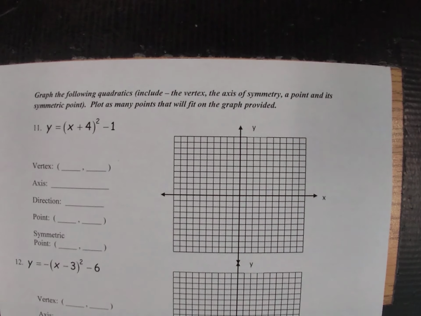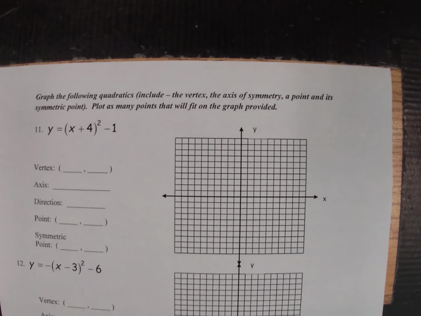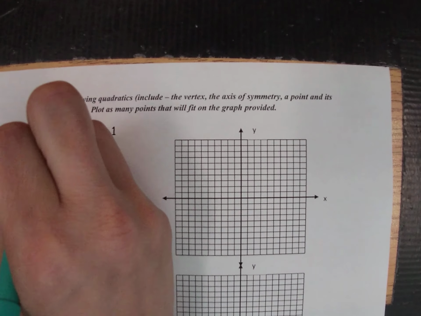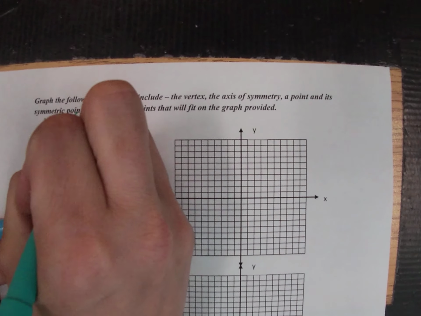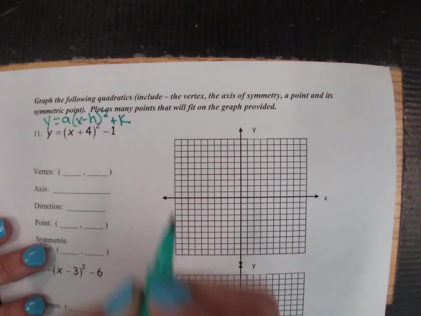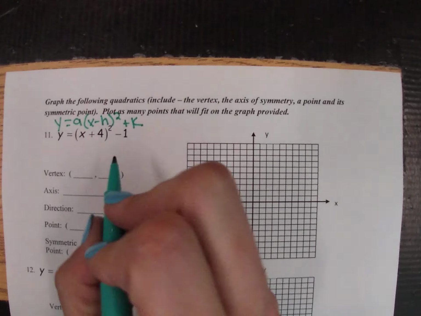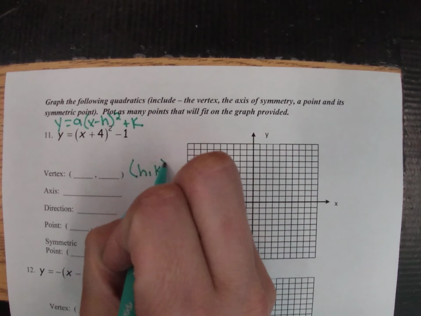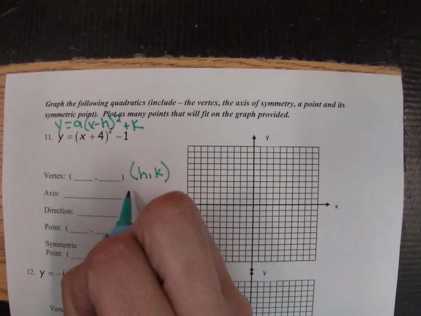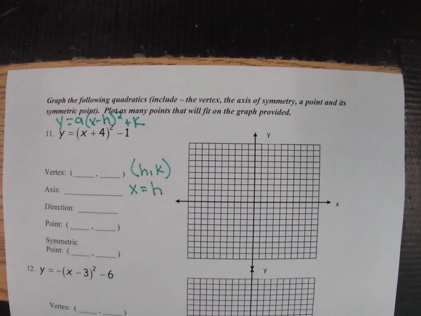Number 11, we are graphing in vertex form. So that means we are dealing with our y equals a times x minus h squared plus k. Our vertex is always found by h comma k. Our axis of symmetry is always x equals h. So those are the pieces we need to know.